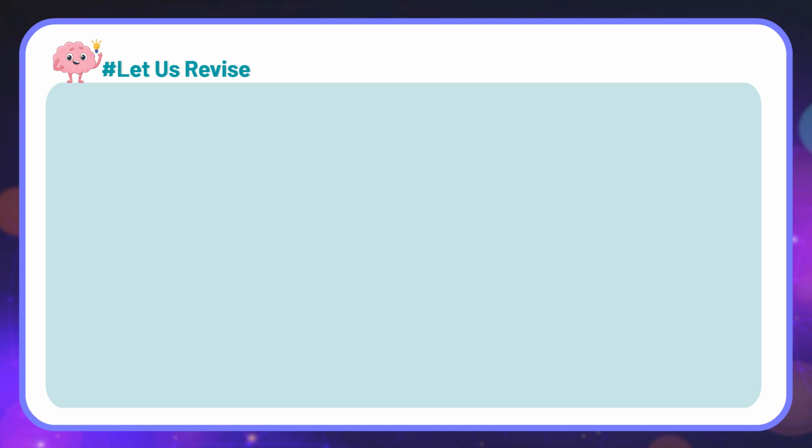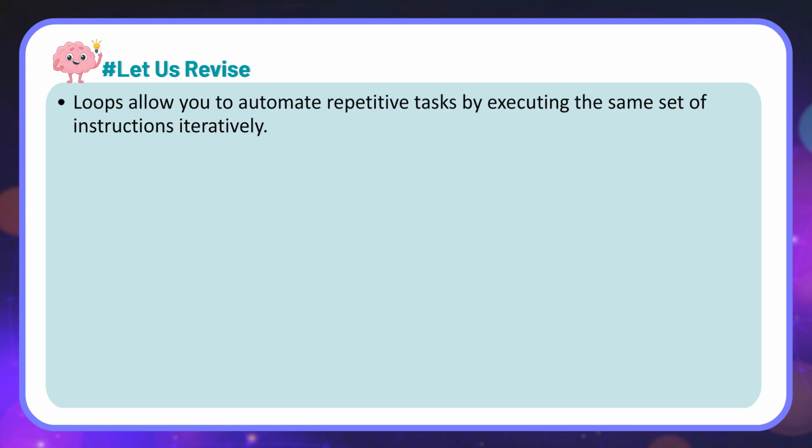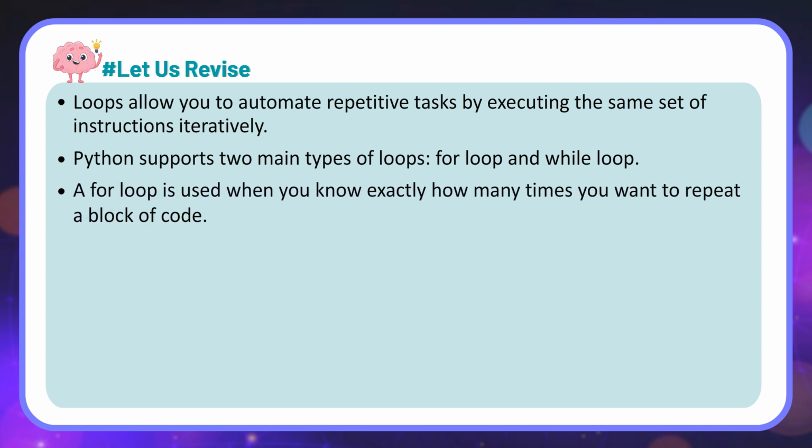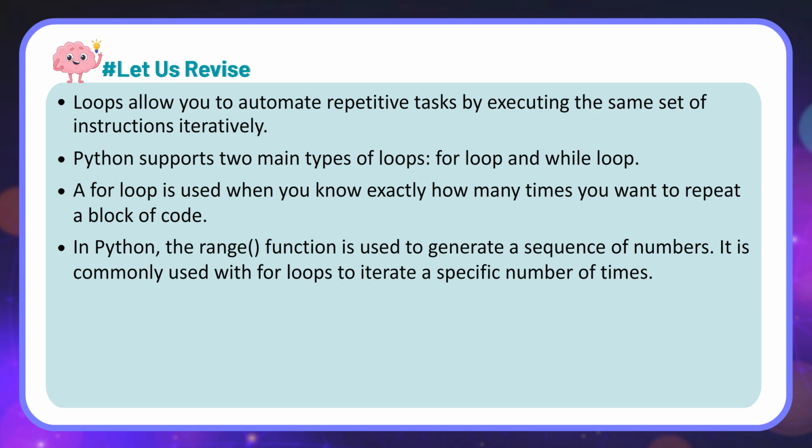Let us revise. Loops allow you to automate repetitive tasks by executing the same set of instructions iteratively. Python supports two main types of loops, for loop and while loop. A for loop is used when you know exactly how many times you want to repeat a block of code. In Python, the range function is used to generate a sequence of numbers. It is commonly used with for loops to iterate a specific number of times.